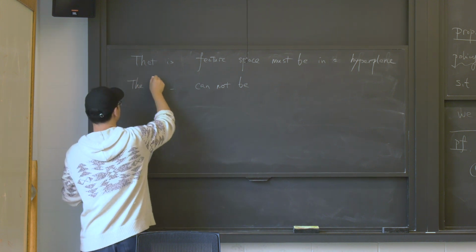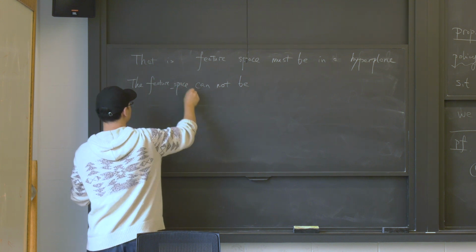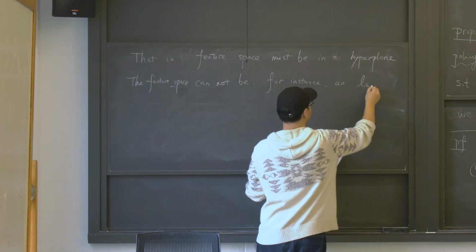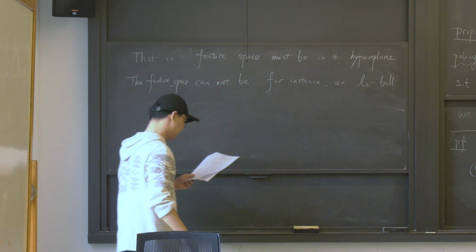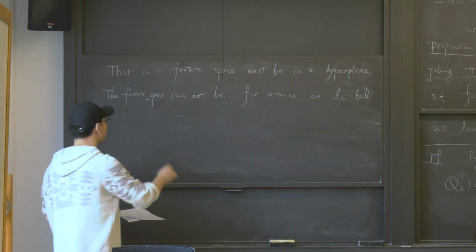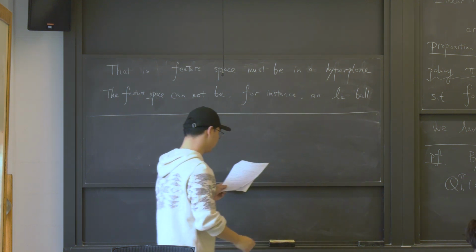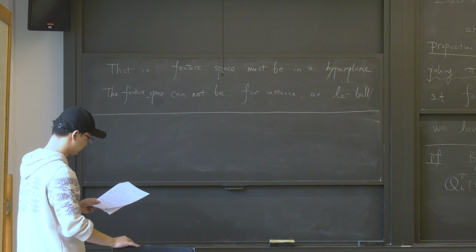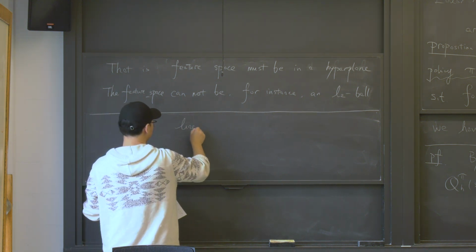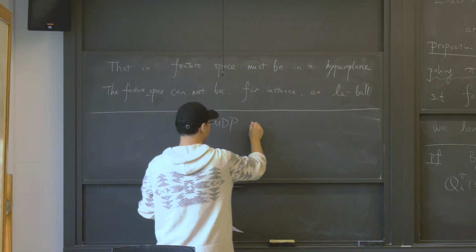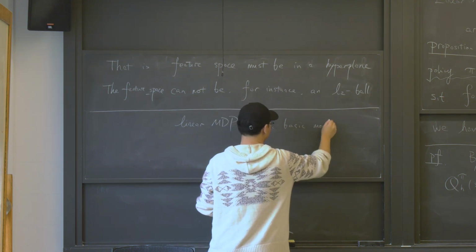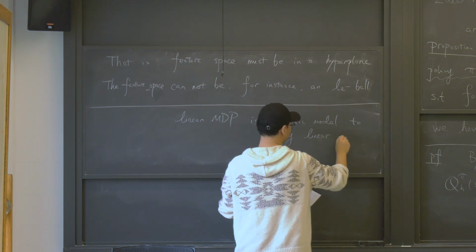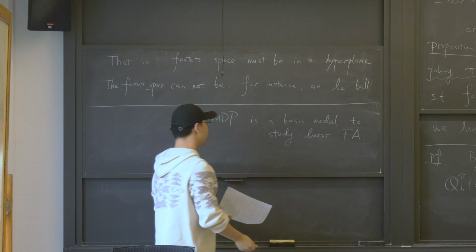The feature space cannot be, for instance, an L2 ball. This kind of says linear MDP is a basic model to study linear function approximation, let's say linear FA. But it's also a strong model.